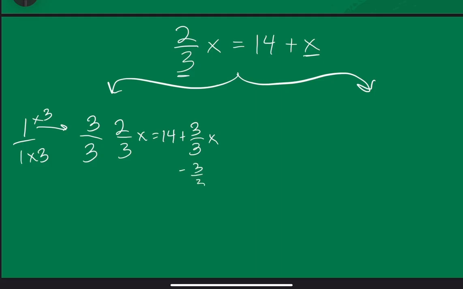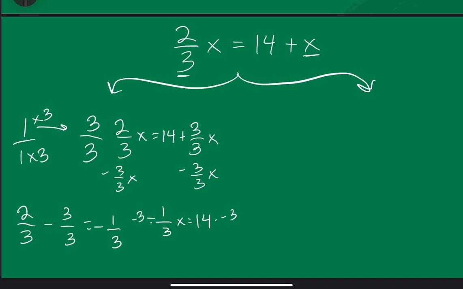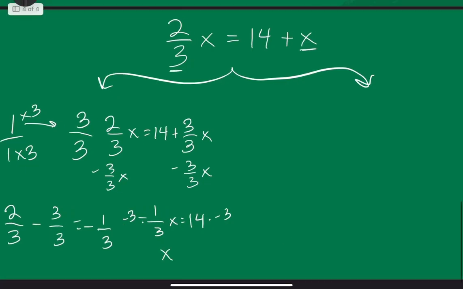So I would subtract 3 over 3x on both sides, and I would get 2 over 3 minus 3 over 3. Since they have a common denominator, we always keep that denominator. And we're going to do 2 minus 3, and that is going to be negative 1. Therefore, we get left with negative 1 over 3x is equal to 14. And then from there, we would just keep solving like normal. We would multiply everything by negative 3 times negative 3, and that would give us x is equal to negative 42.